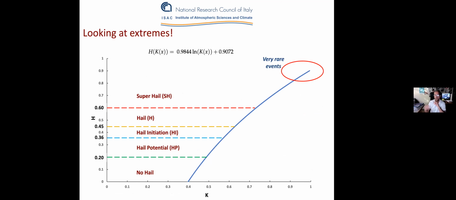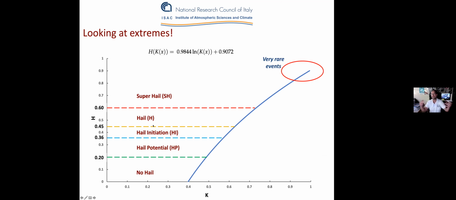This is a theoretical distribution of the H function versus the carrying capacity. Then you can see here the different categories of hail that we are able to identify. The hail potential is from 0.20 to 0.36. The hail initiation is this range here.